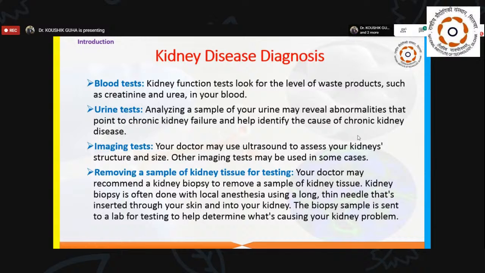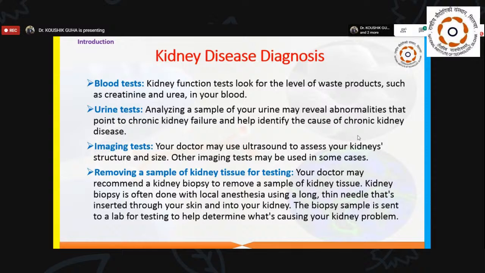So what are the diagnosis procedures? The very common test is the blood test. Doctors prescribe it to detect the level of waste products in the blood, such as creatinine level and urea level. A urine test is also one option, analyzing a sample of urine may reveal something, because if albumin or some other particles are detected in high concentration, then of course doctors can detect that there is something inside the kidney, chronic kidney disease.